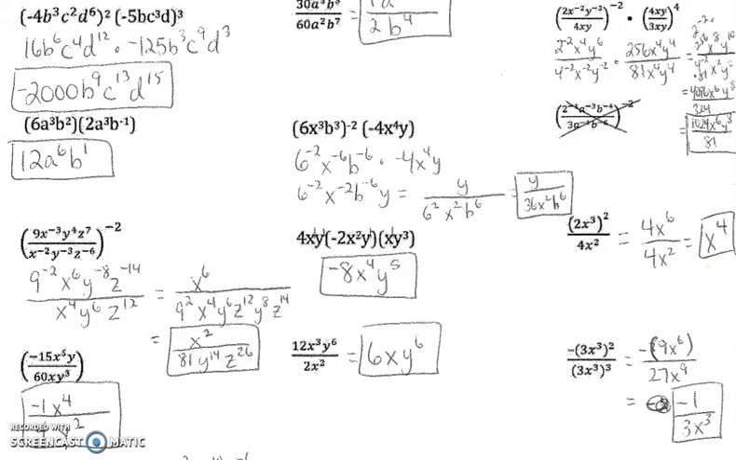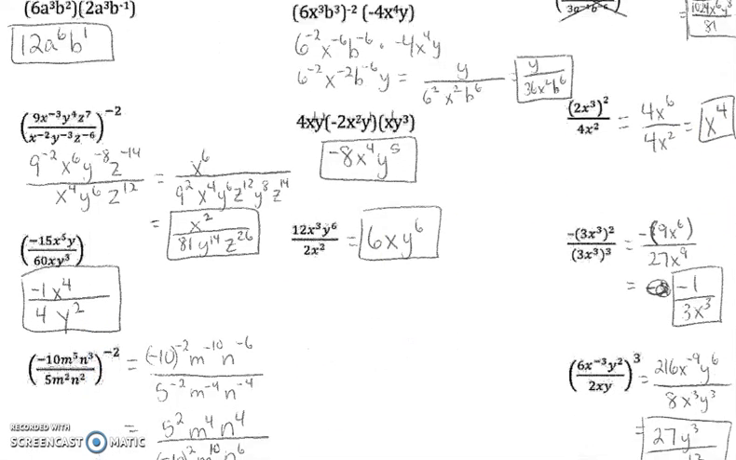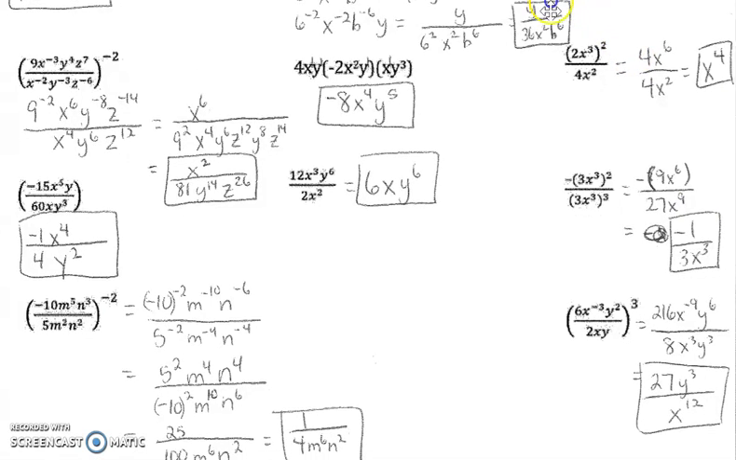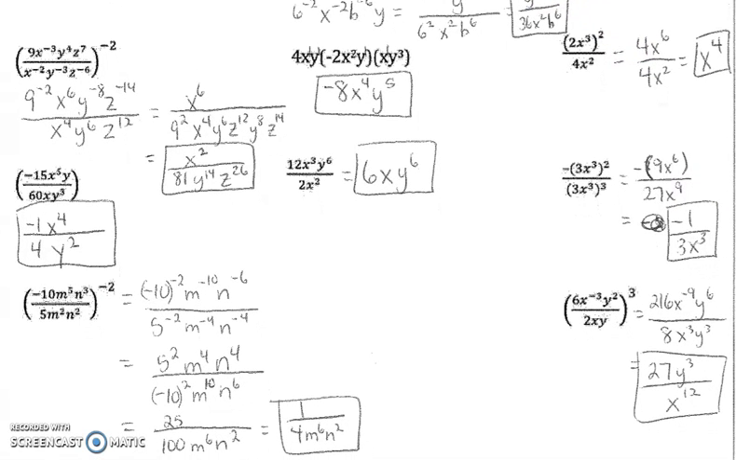Okay, hopefully you guys are done, and hopefully your answers match these. Oh, you can't quite see the one on the bottom. There you go. So, on the first one, you have 1 over 4 m to the sixth n to the second. And on the second one, you have 27 y to the third over x to the 12th.